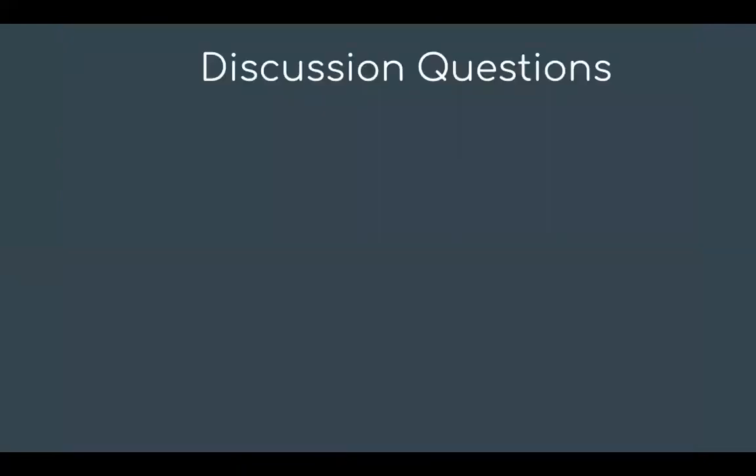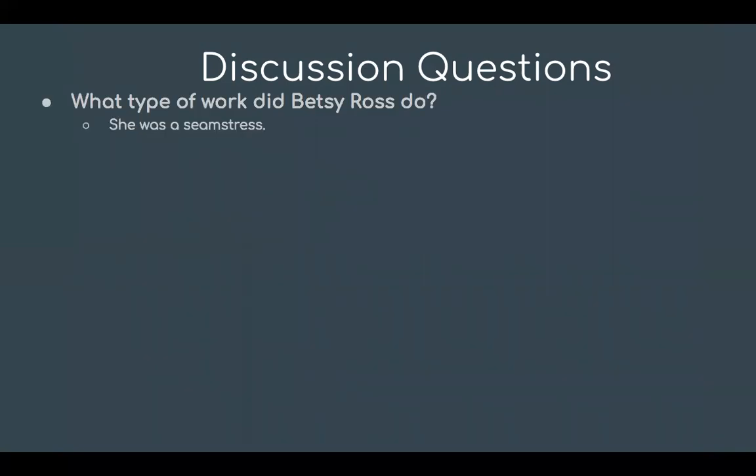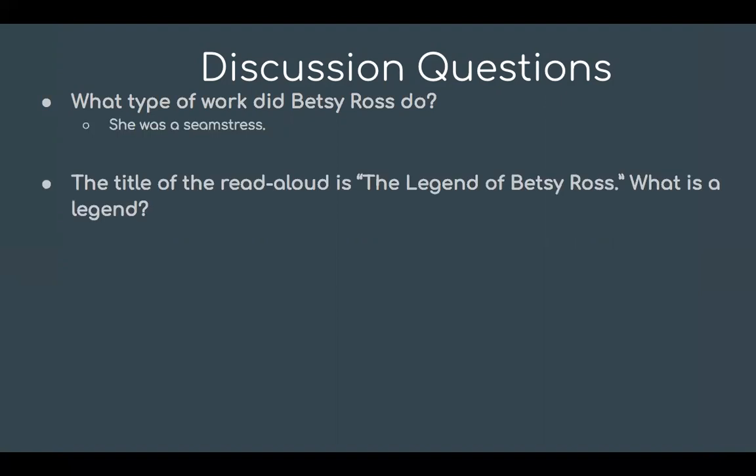So before we move on to our activity, I have some discussion questions for you. Think about these questions and answer them to a family member before we move on to the next one. So what type of work did Betsy Ross do? You say she was a seamstress? You are correct. The title of the read aloud is The Legend of Betsy Ross. What is a legend?